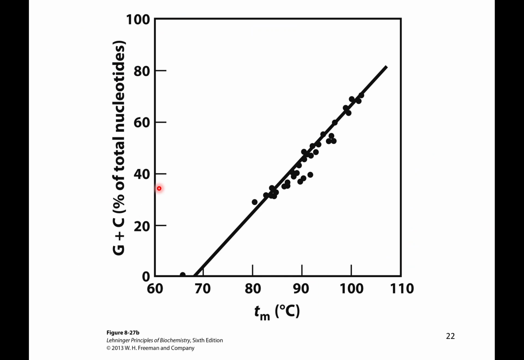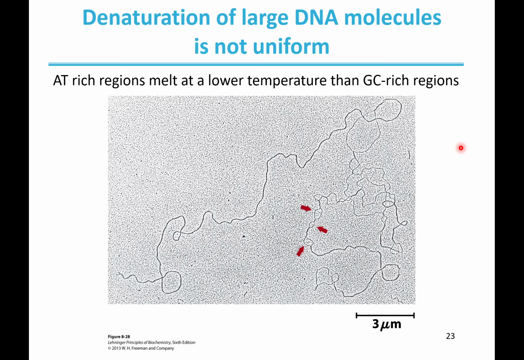This chart just shows you the melting temperature with respect to the percentage of G and C, and you can see it's a straight line, so they're linear. It's a linear relationship there. The higher percentage of G and C you have, the higher the melting temperature is going to be.